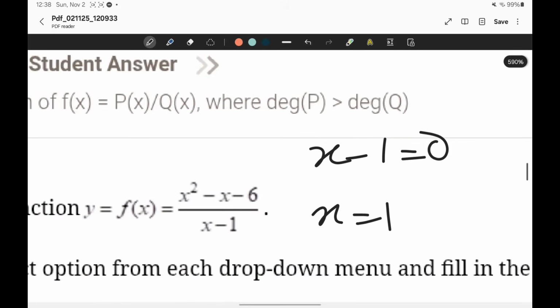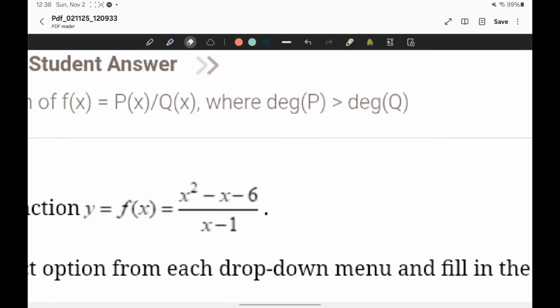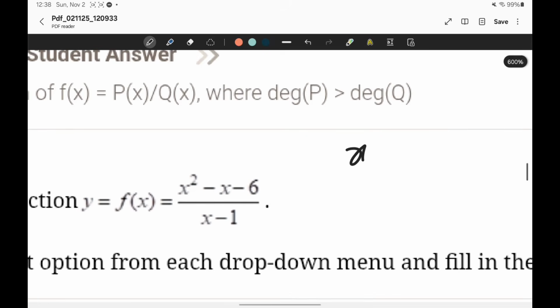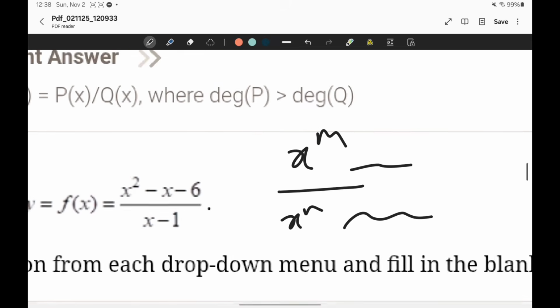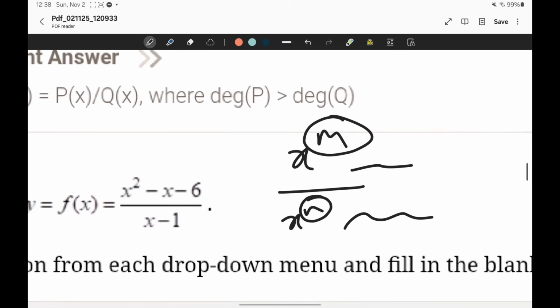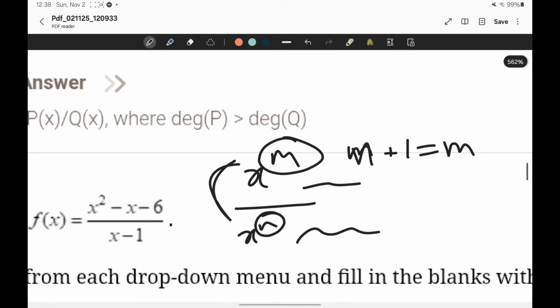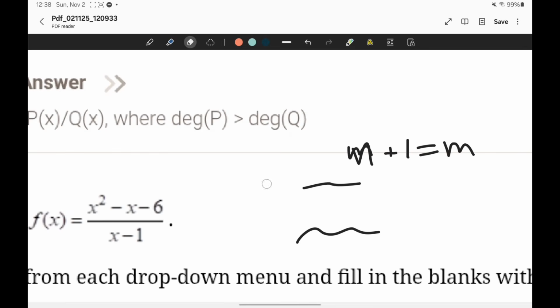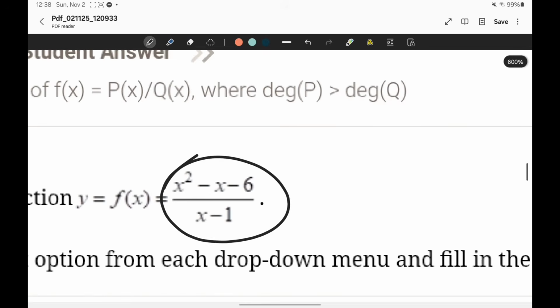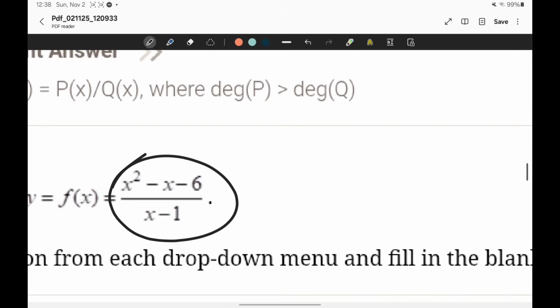Now for the oblique asymptote, to know if there is an oblique asymptote, you have here x^m over x^n, the rest doesn't matter. If m is bigger than n by plus 1, so if the difference is only 1, then it's an oblique asymptote. And to solve for this oblique asymptote, you need to just divide these. So we'll do the polynomial division.